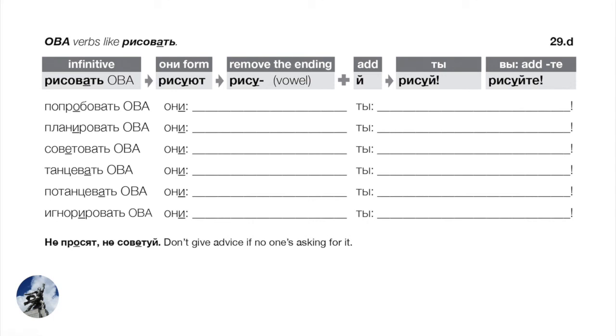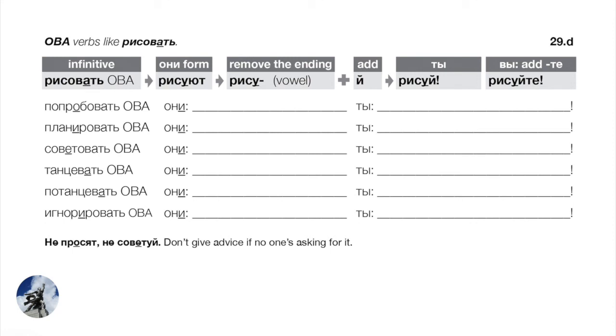Советовать, to advise or recommend. Советуй. Танцевать, to dance. Танцуй. Потанцевать, which means to dance for a bit. That would be потанцуй. And игнорировать, can you guess what that means? That's another borrowing, right? And a borrowed ova verb. To ignore, right? So ignore something, that would be игнорируй.